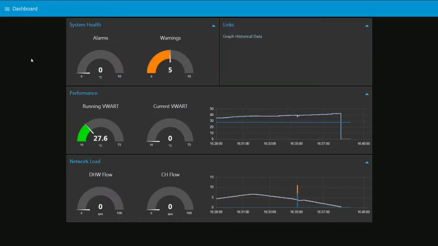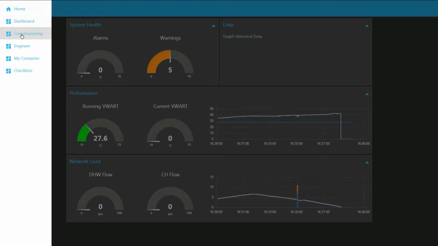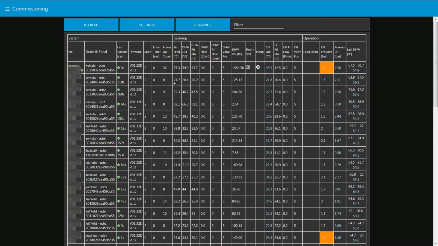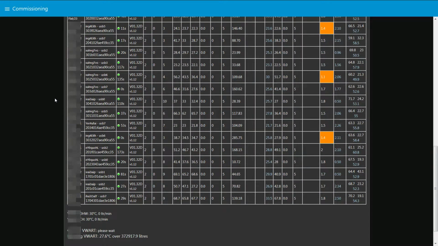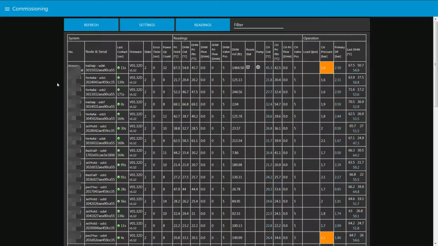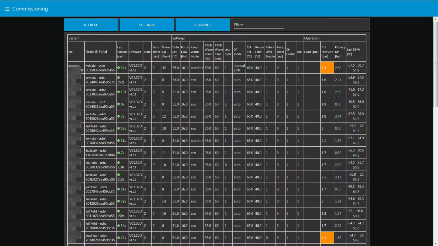Returning to our dashboard screen, if we now switch to the commissioning screen. Now the commissioning screen gives us a snapshot of every single heat interface unit on the development. So on this particular development we have roughly 50 heat interface units. The table gives us various information about the HIUs themselves, various readings coming back from the heat interface units, and it gives us operational data. It also allows us to look at the settings.